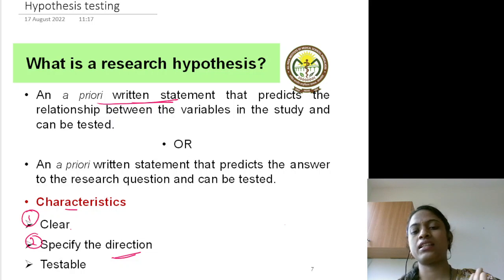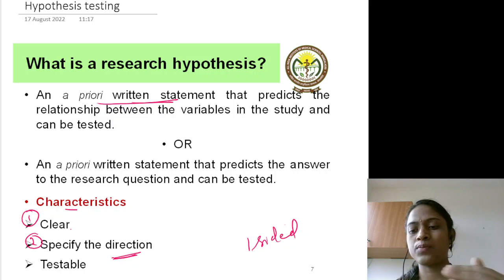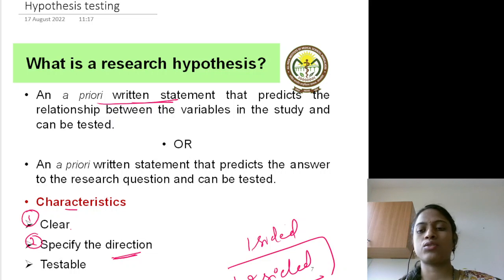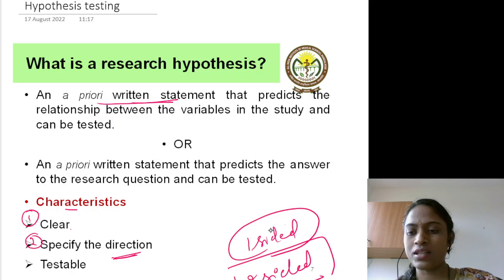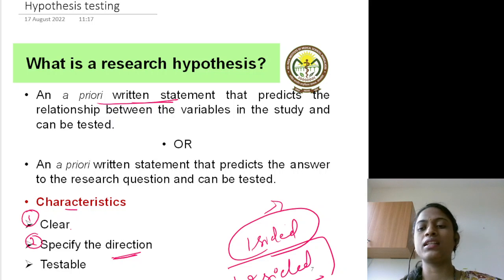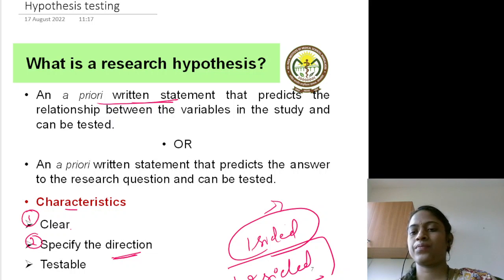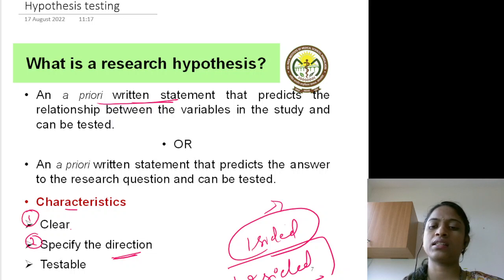If we mention that it increases the outcome or decreases the outcome, then it is a one-sided hypothesis. If it doesn't mention whether the exposure is going to increase or decrease the outcome, then it is a two-sided hypothesis. An example for a two-sided hypothesis is: smoking is associated with lung cancer. If it has to be a one-sided hypothesis, then it will be: smoking increases the lung cancer risk. That is the specification of direction in a hypothesis.